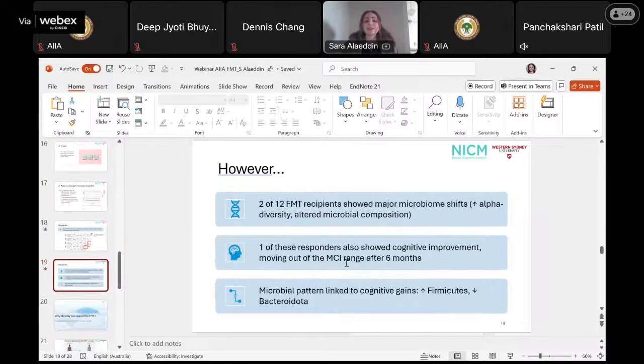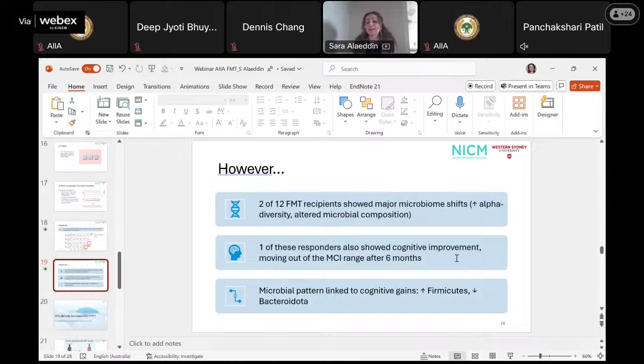What I did see was that one of them also showed cognitive improvement, which actually moved her out of the MCI range after 6 months. So after 6 months, she scored perfectly normal on cognitive tests. However, this could be a coincidence too. I can't guarantee that this is treatment related because it's just an N of 1, but it was nonetheless interesting. So I decided to look into her microbial patterns and the changes we did see in the composition.